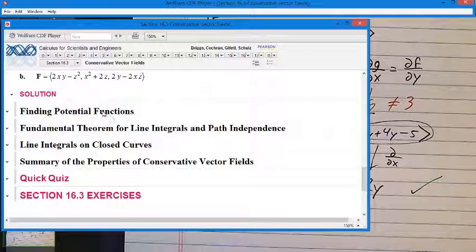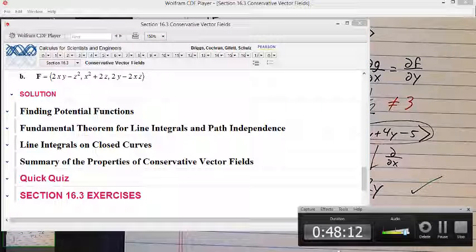We showed how to find potential functions and the fundamental theorem. We didn't talk yet about closed curves. We'll talk about that next time. That's going to be important when we talk about Green's theorem. But nice work today, guys. Nice job on the group work and everything else.